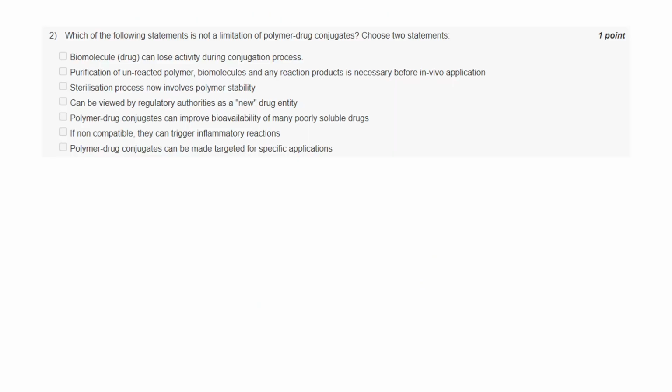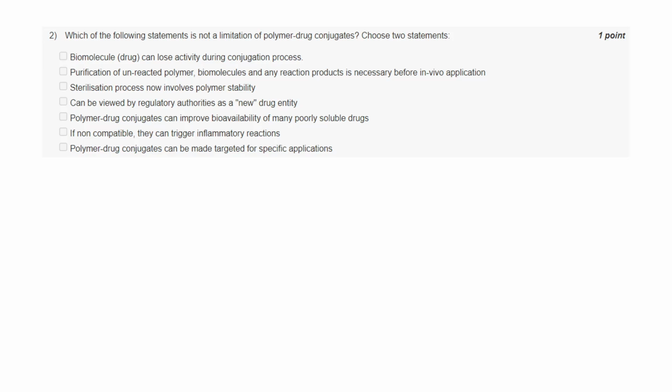So I hope you guys can see this question. The second question is, which of the following statements is not a limitation of polymer drug conjugates? We have to choose two right answers. In other words, this question is asking us what are the advantages of polymer drug conjugates. I'll let you read the question for a while. Meanwhile, I'll just list out the options.